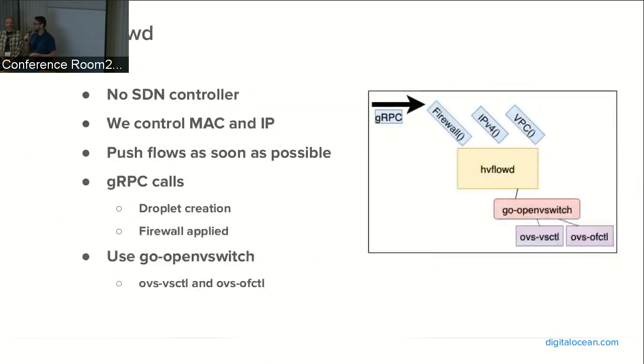So we don't use an SDN controller. Because we control the MAC and IP addresses a virtual machine will receive, we can immediately install the flows that are needed. We don't have any concept of discovering addresses. Even our DHCP service already knows which IP to give based on MAC address.